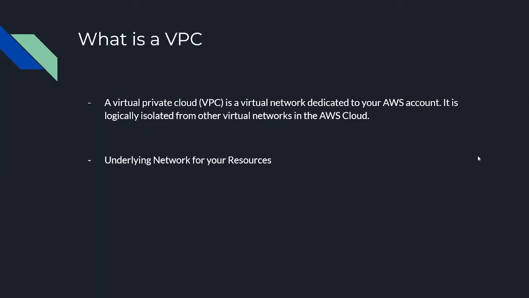So, what is a VPC? A VPC is a virtual private cloud in AWS or any of the other cloud providers, where all your virtual networks are connected. In short, it's where your underlying network is, where all your resources are going to be located, such as your NICs, your ENIs, your endpoints. Anything that has to do with IP addresses is going to be located within a VPC.